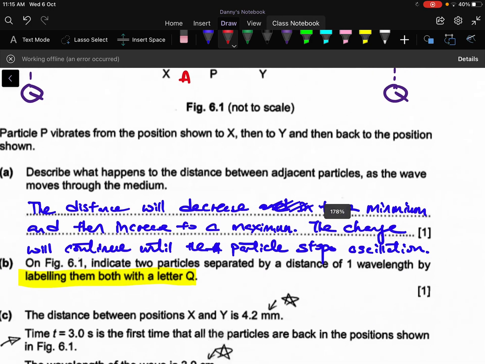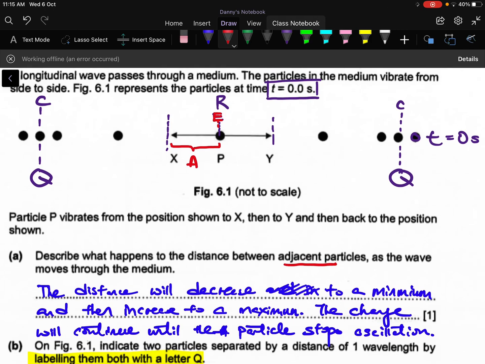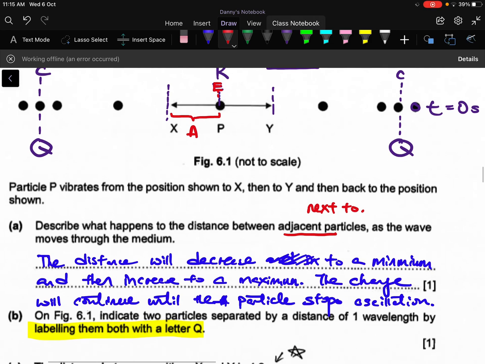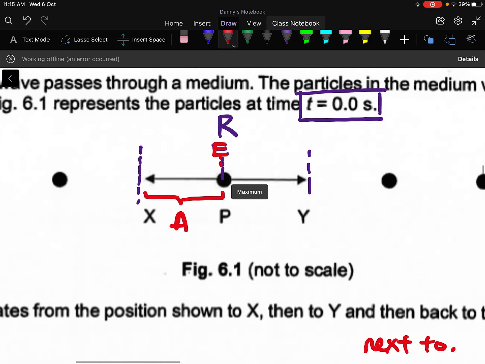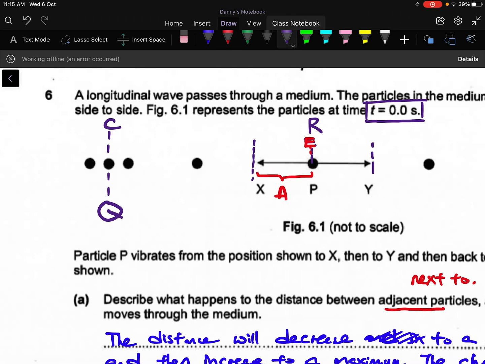Okay, in part A, you are supposed to describe what happens between adjacent particles. If you do not know what an adjacent particle is, it means the particle next to you, just next to the other particle. As the wave moves through the medium, your particle P will just keep on vibrating left, right, left, right, left, right. So this is the adjacent distance that the question is asking about. As P is moving here, this particle will also be moving left and right, and they will move in a way to form compression and rarefaction.